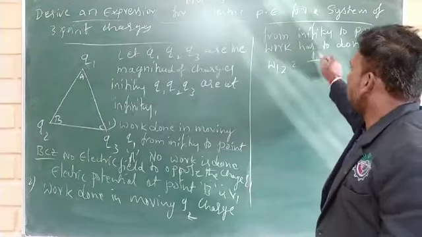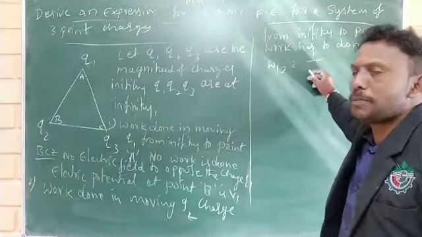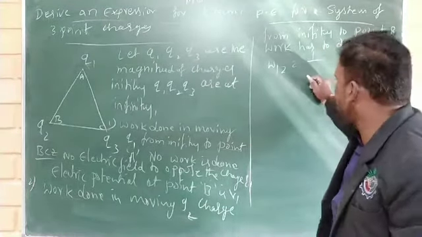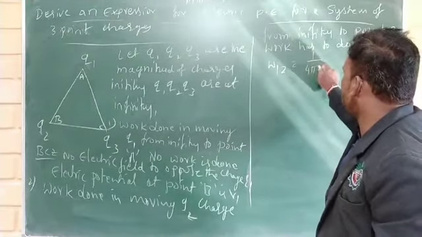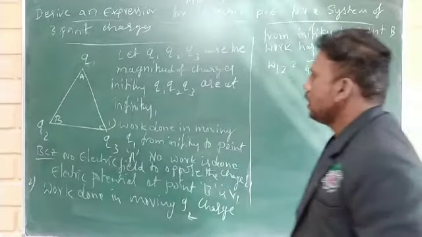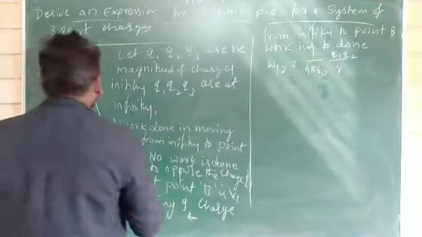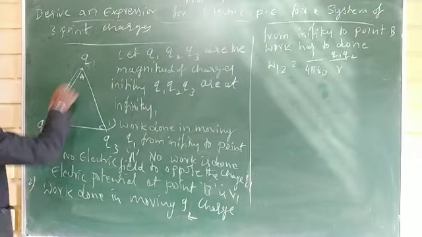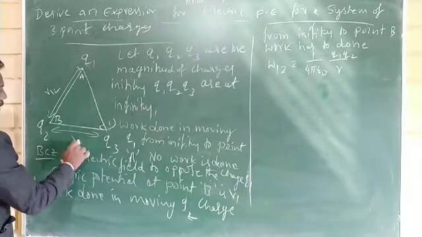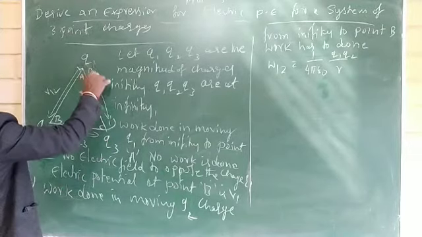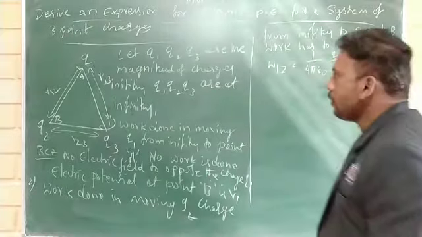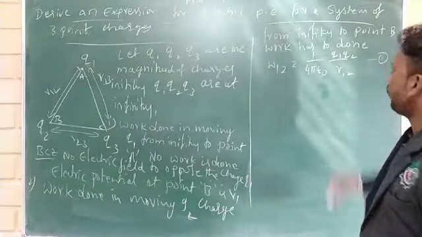W12 is equal to what we already calculated in the previous derived expression for electric potential energy due to a system of 2 point charges in the absence of electric field. That is 1 divided by 4 pi epsilon naught Q1 Q2 divided by R. The separation between A and B is R12. Call it equation number 1.